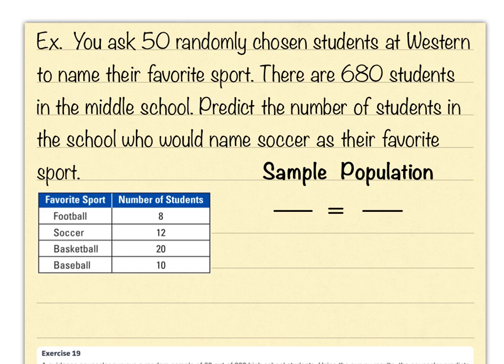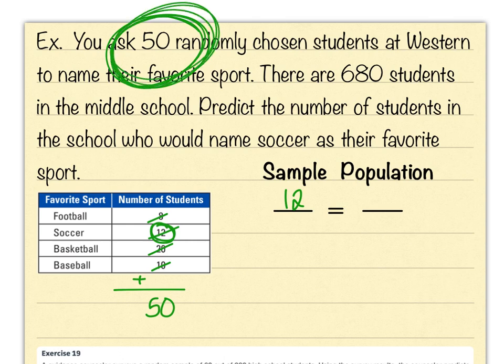So how many people in our sample said they liked soccer? That'd be 12, right? 12 out of how many? Well, they're making us do some work here. I got to add these up. How many people were asked? 8 and 12 makes 20, and then 20 and 10 makes 30. Altogether, that's 50. And you know what? I just realized they actually told me right up here. I feel really silly now. They just told me that they asked 50 people, so I didn't have to do that. So I just caused myself a little extra work, but no problem.